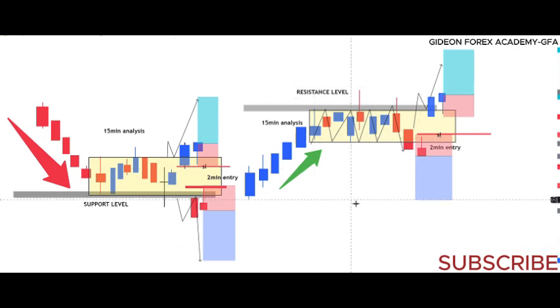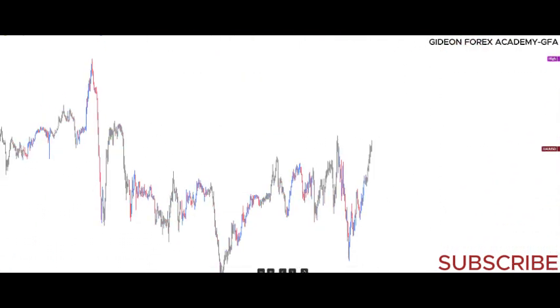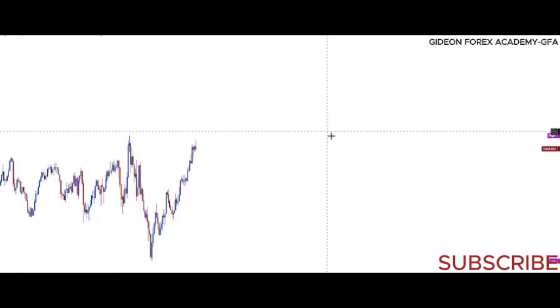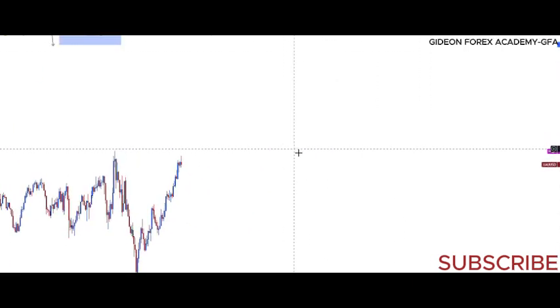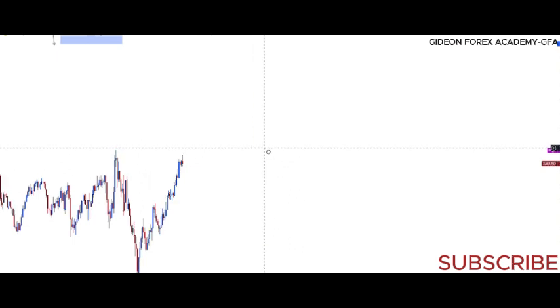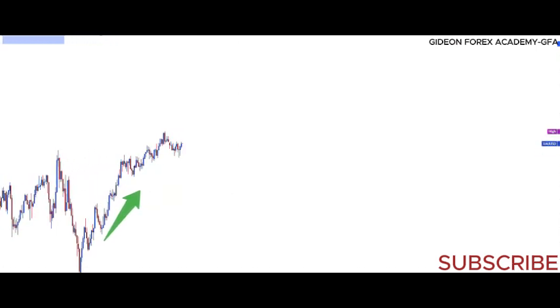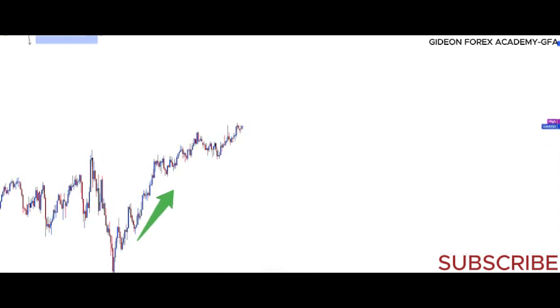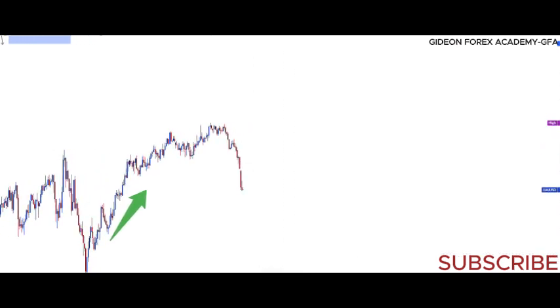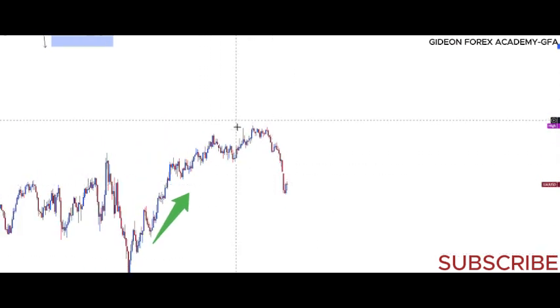So this works. Okay, let's look at it on a gold chart here. I'll show you here on a gold chart how this actually works. All right, so let's play this and let's see what happens. Okay, so we see here that gold is in an uptrend. All right, so let's see what happens here. Okay, so we see gold is moving up, and then it begins consolidating.